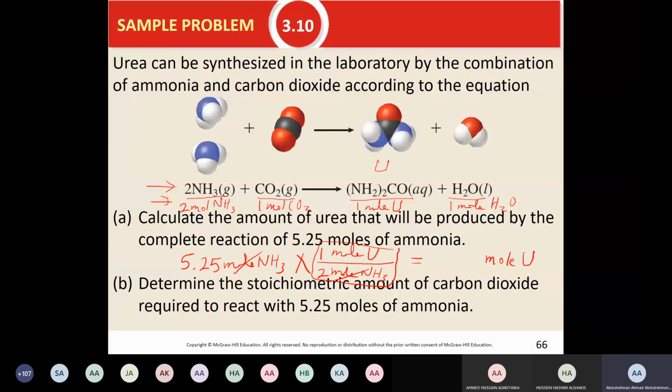So what's the answer? 5.25 over 2, which is? 2.6 or 7? 2.625. 2.63. Yes. 2.625. So yes, you're absolutely right.